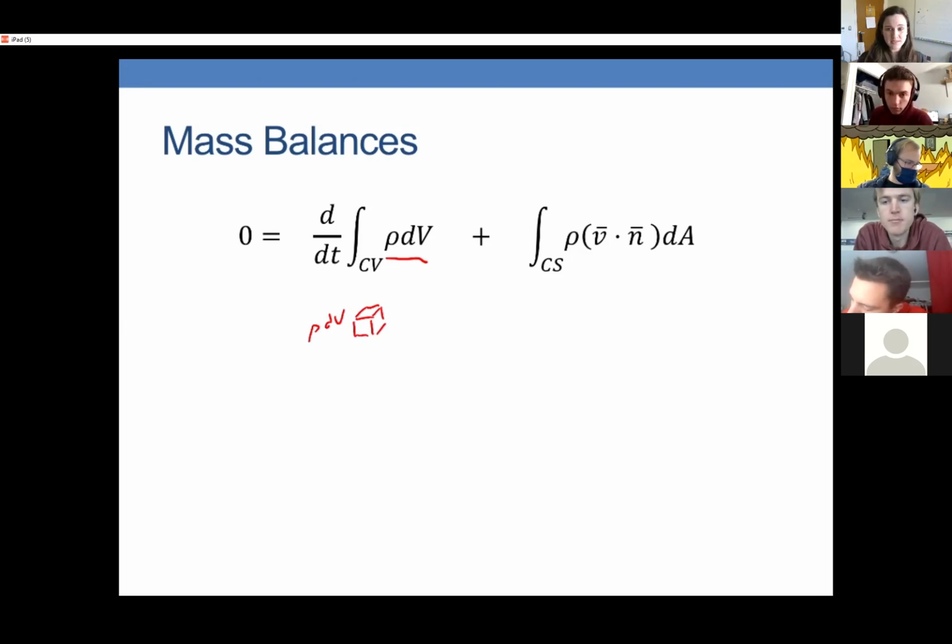Okay, Peter asked what CV and CS are. CV is the control volume. So this is just the volume of space we're looking at. And CS is the control surface. So that's just the surface around that volume.